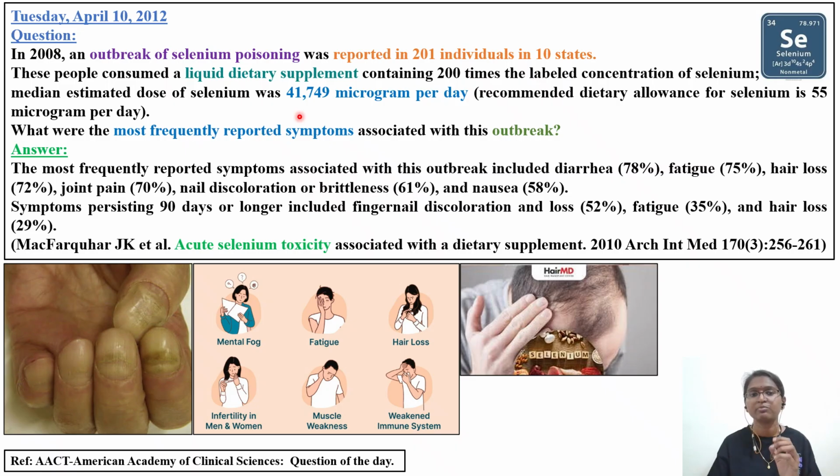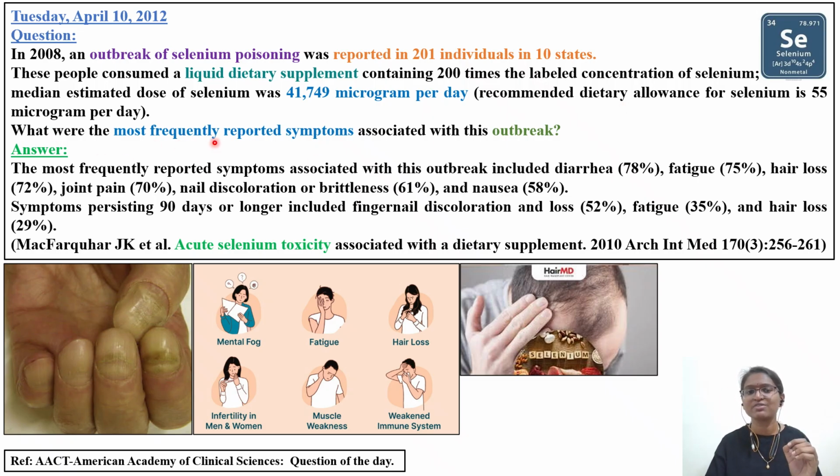Okay, and here they were consuming on average 41.74. No, which is too much higher. I am talking in terms of mg. The recommended allowance is 55 micrograms. Here they are consuming around 41,749 micrograms, which is far higher than the dietary allowance that has been mentioned.